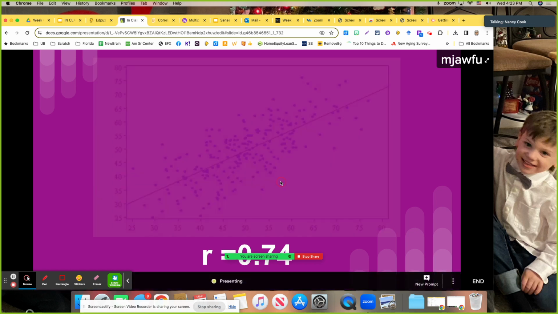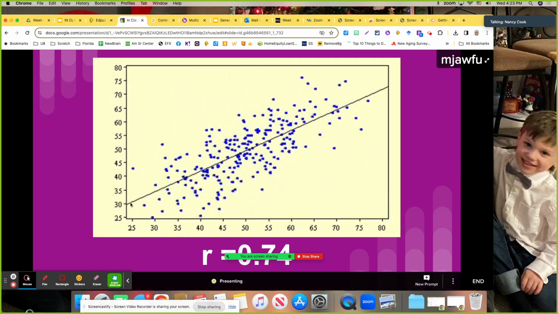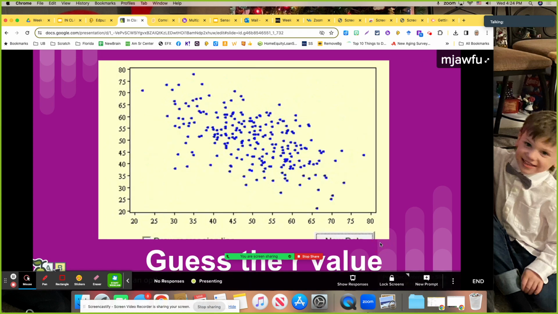I don't know why it's not showing. Oh, there it is. See, this is the line it shows you. It's a pretty strong line, those dots. Each one of those is a different data point, and it's pretty close to that line. So this is a strong correlation. Let's go to another one. Guess this one.